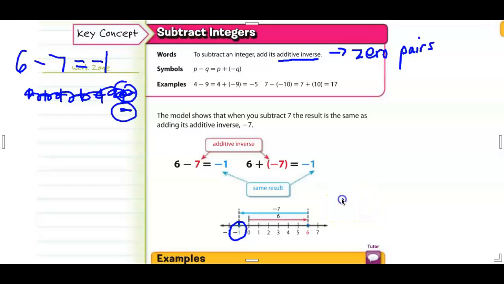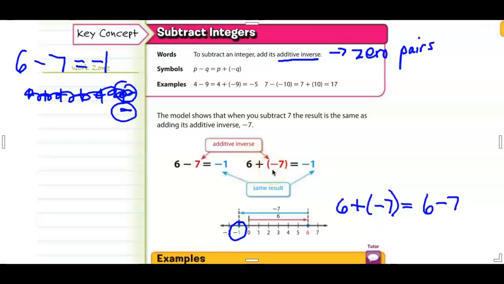Last week, that situation was 6 plus negative 7. But today, we're seeing that's also equal to 6 minus positive 7. These are two equivalent expressions. And again, it comes back up here to additive inverse. So what it's saying to do as a rule, if you have a number and you want to subtract something, you can actually find the same answer by making it into an addition problem.